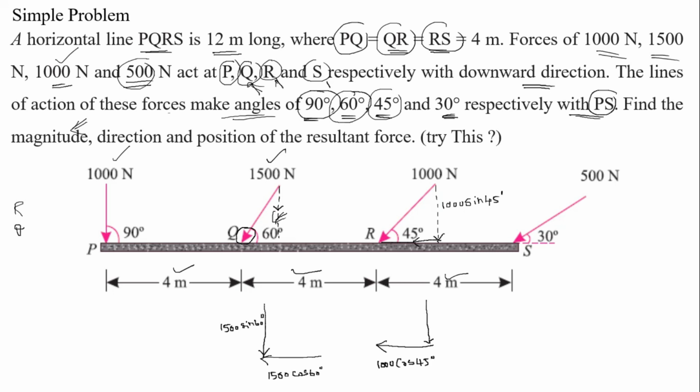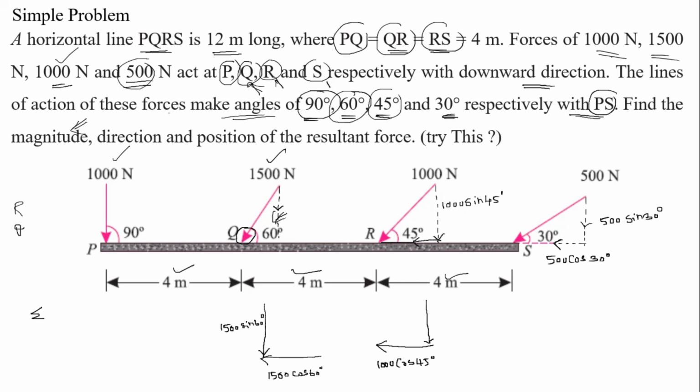Similarly, this force is divided into two. Draw a vertical line with the arrow mark downward, and here the arrow mark is towards the left side. So this is the opposite side, so that's why 500 sine 30 degrees, and this is 500 cos 30 degrees towards the left side. So now solve the forces horizontally and vertically.